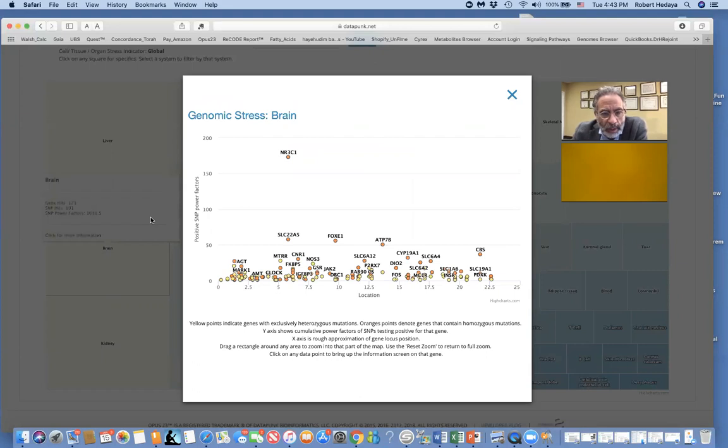This person here, if we look at his brain and we look at all the genes that are affecting his brain function, or at least some of the genes, you see here, this nuclear receptor 3C1 has a power factor of about 175. 0 is no importance, and 200 is the strength of the evidence that this is a problem.